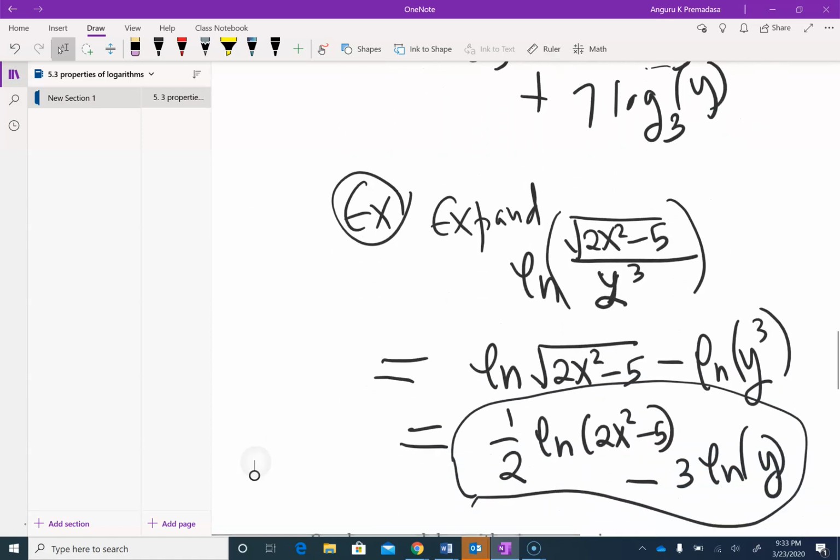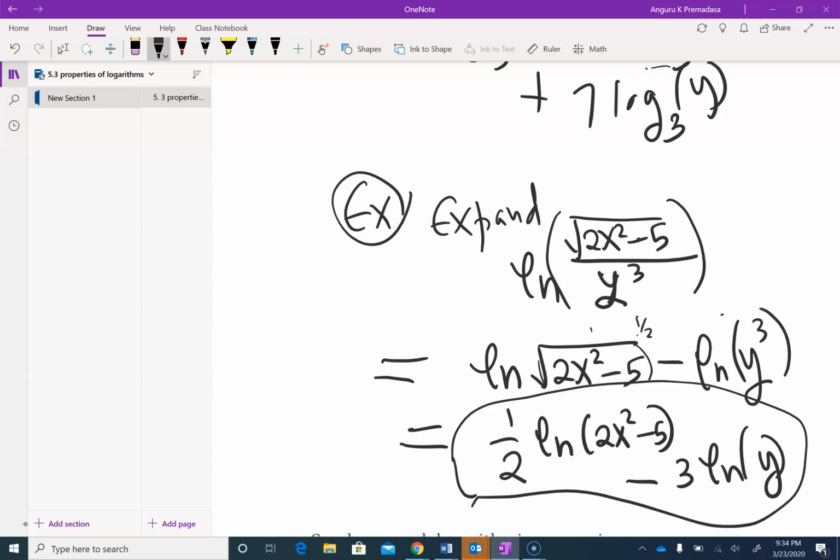And let's take another one. So now you need to expand this. So once again, we identify it's a quotient. So we can write that as a difference of log of the top piece minus the log of the second piece. Now this is actually a 1/2 power, right? Square root is a 1/2 power. So you can think of this as a 1/2 power.